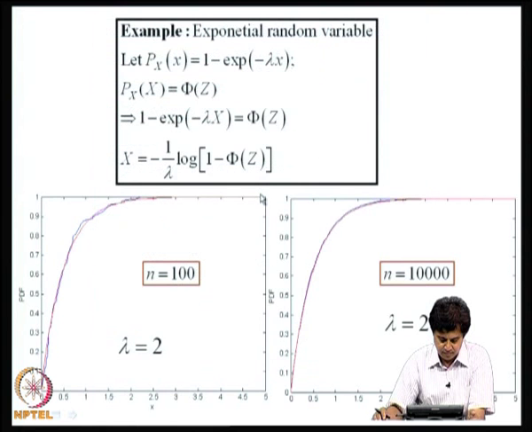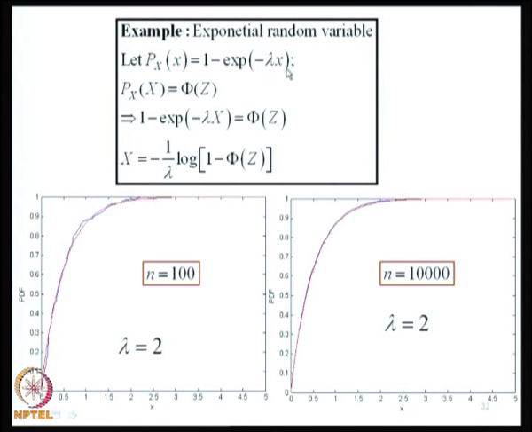So, we can start with an exponential random variable. The probability distribution function is 1 - exp(-λx). So, the transformation here is 1 - exp(-λx) = Φ(z), and from this if I solve for x, x will be -(1/λ) log(1 - Φ(z)). So, I simulate normal random variables 0, 1 and use that transformation to generate the corresponding sample of x.